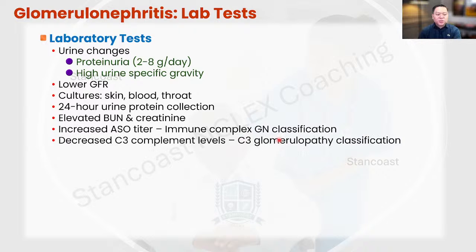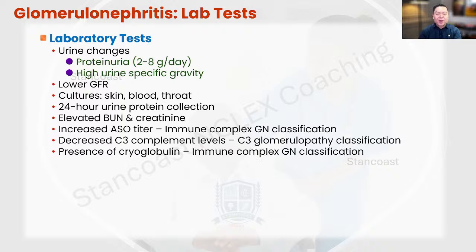Now, we're also going to expect decreased C3 complement levels, which simply means that this is associated with the other classification, the C3 glomerulopathy classification, which is the fifth one, right? So there will be a reduction of the C3 level in the blood because what is going on? The C3 are all inside the glomerulus. They congregated there. They're deposited in the glomerulus. They're hiding inside the kidney structures, or in the parenchyma. Now we're also going to talk about the presence of cryoglobulin.